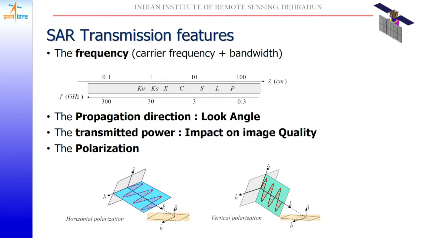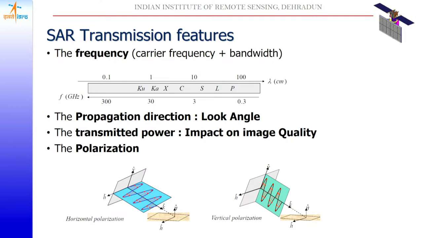One is the frequency, meaning at what frequency we are sending the electromagnetic radiation. Second is the propagation direction, meaning in which direction we are sending the electromagnetic radiation. Third is the power, because we have to send some electromagnetic radiation, so what is the transmitted power. And fourth is the polarization, at which polarization we send, meaning we can send horizontal polarization or vertical polarization.